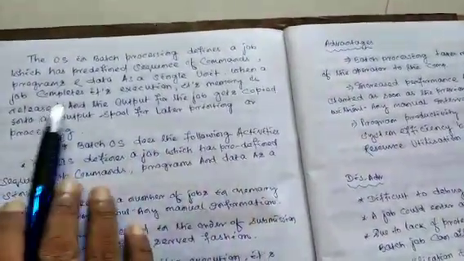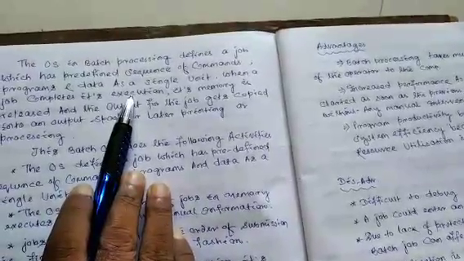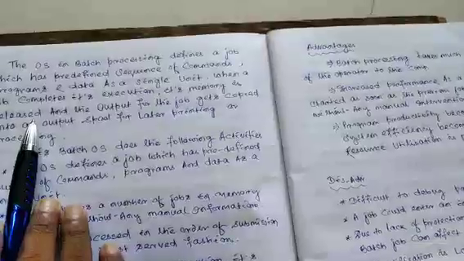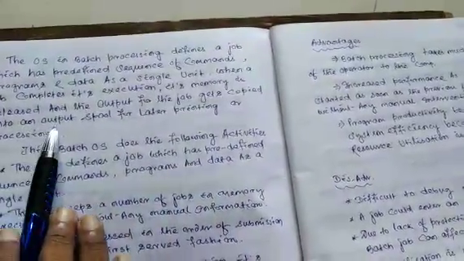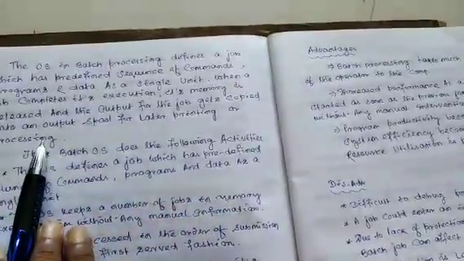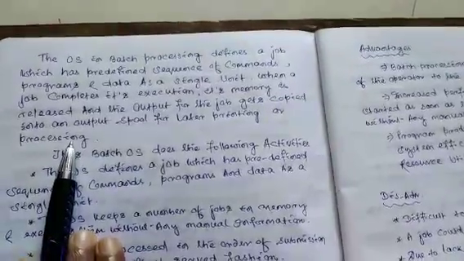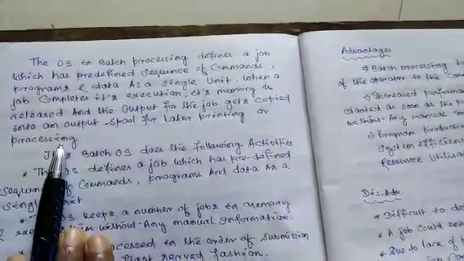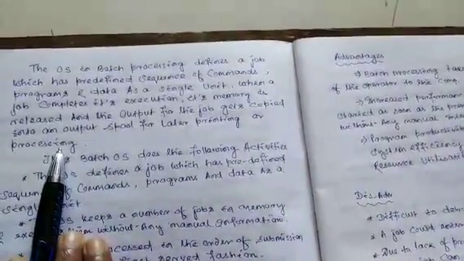When a job completes its execution, its memory is released. It will be released from the memory. The output for the job gets copied into an output spool for later printing or processing. So the output will be copied. After processing a job, only the output remains. The program will be terminated and released from the memory.